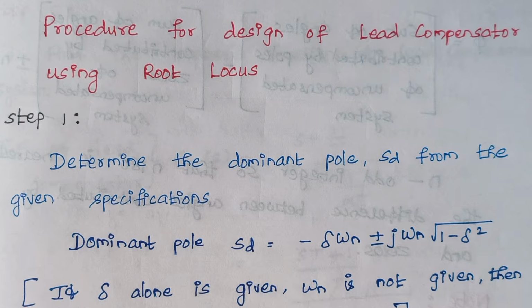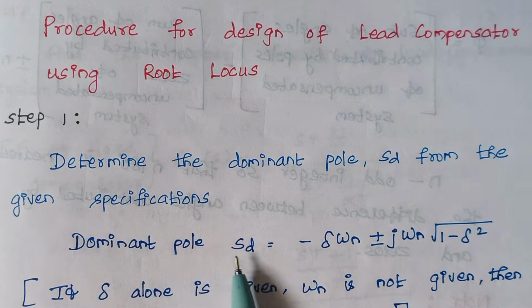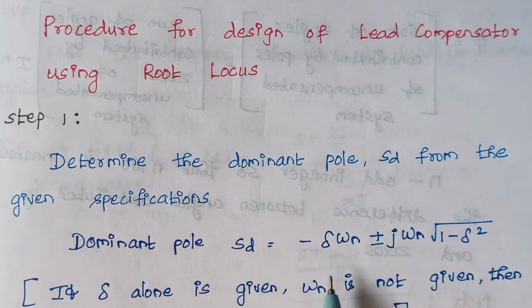So how to find the dominant pole? There will be some values like zeta given in the problem. With the help of zeta, we have to find the dominant pole. Or else, the dominant pole is given by this formula. If you have all these things given in the problem, then we can directly substitute the values over here and find the dominant pole.